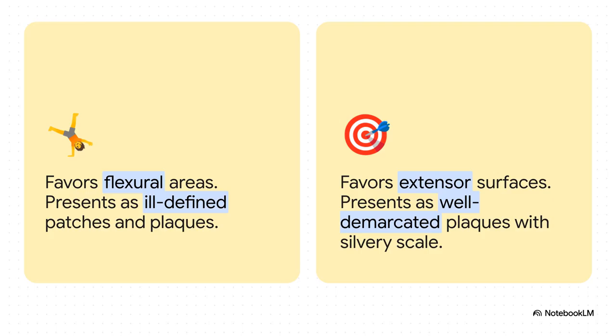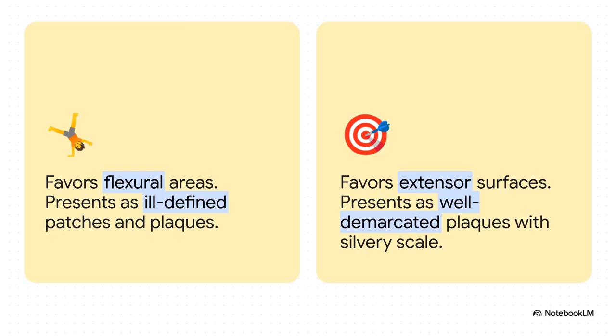So, what are the big giveaways? Two things. Location and appearance. Eczema loves the flexures, the crooks of the elbows, the backs of the knees. It can also cause what we call lichenification, which is just a thickening of the skin from all that scratching. Psoriasis, though, it's the opposite. It loves the extensor surfaces, like the outside of the elbows and knees.